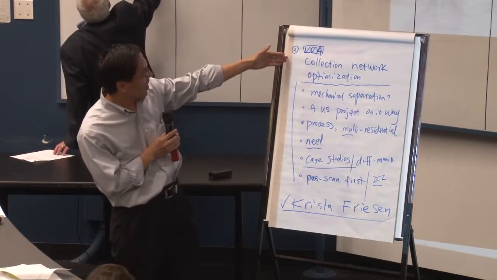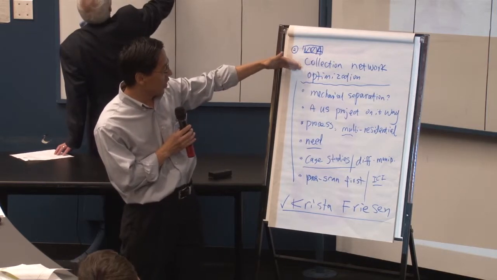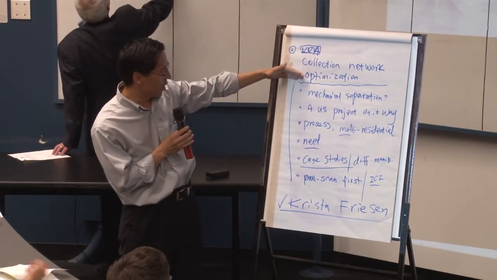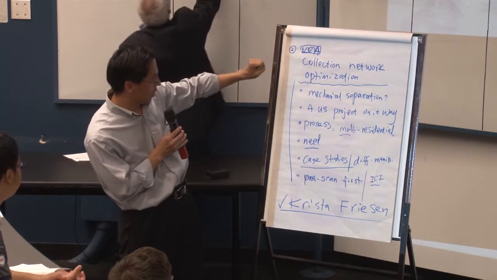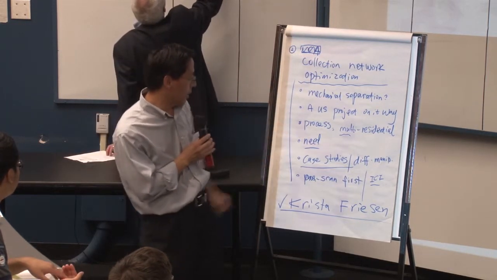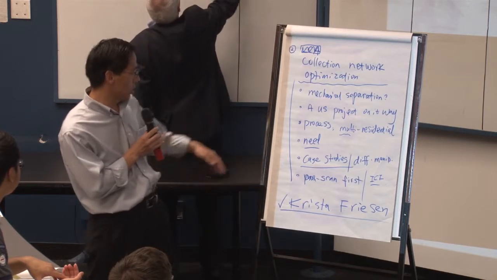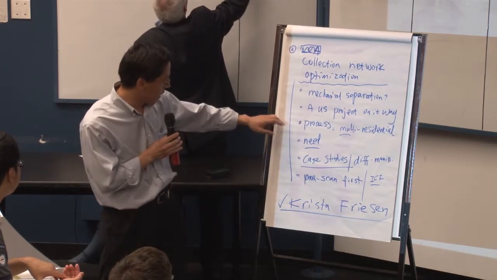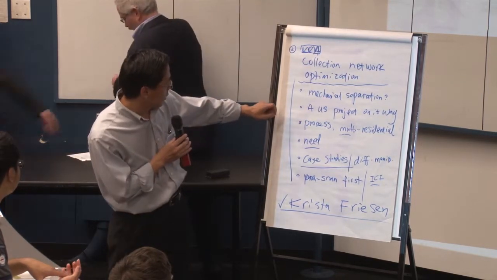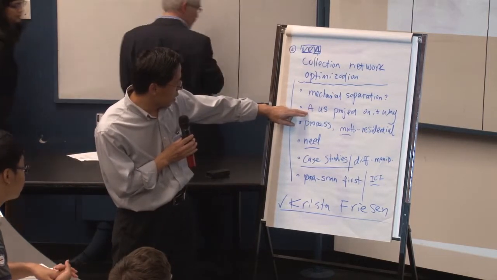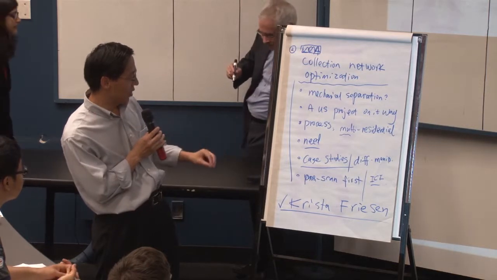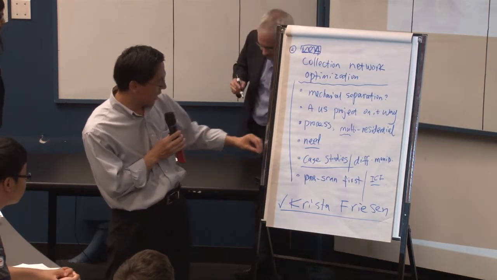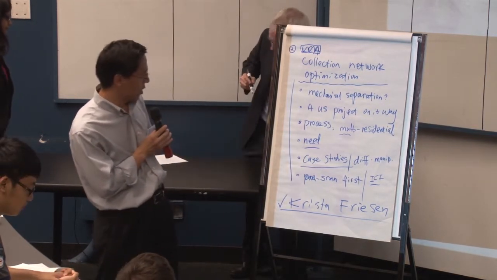So the next is about collection network optimization. I'm sure you know what it is all about. Basically, there is a need, as identified by the Plastics Association. And our US friend said there is a US project going on its way, but we had some discussion about the difference. And we do need some case studies in this area.